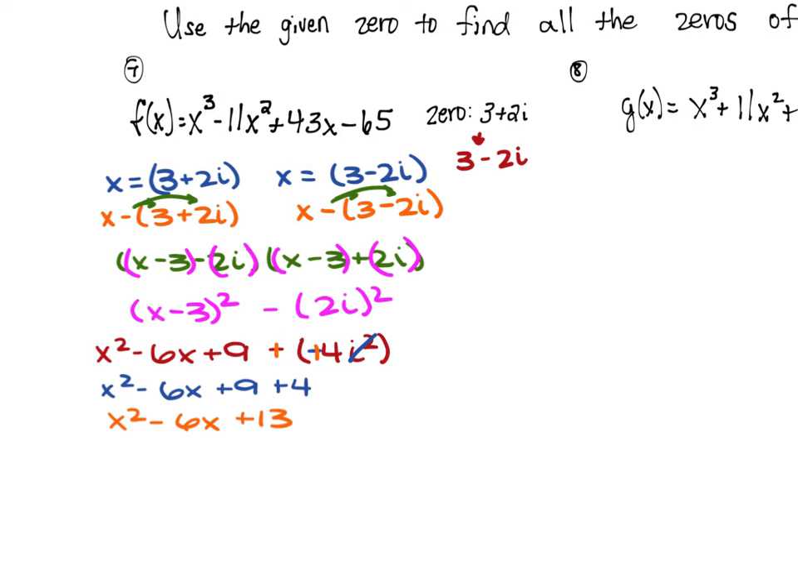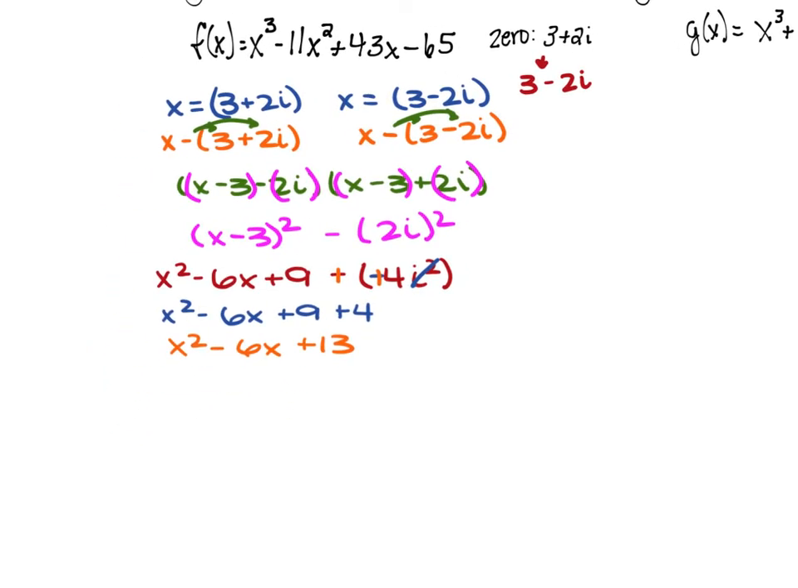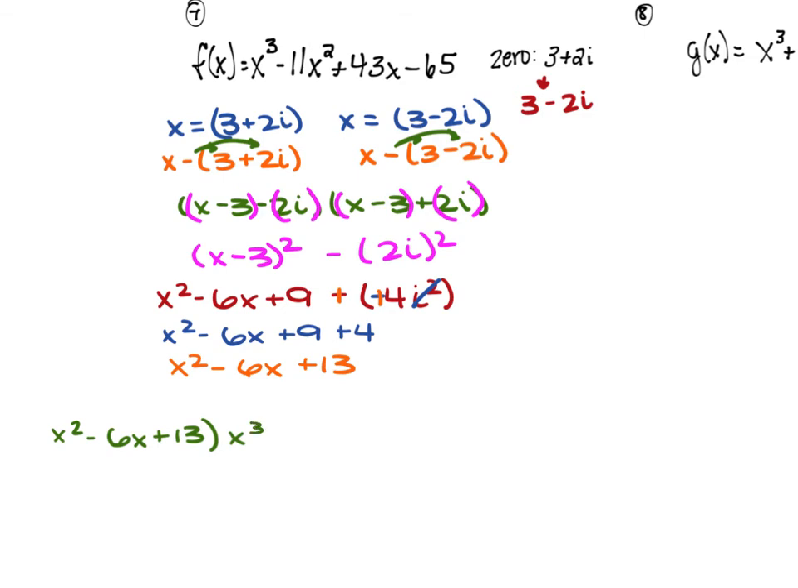You're dividing what was given to you by this trinomial that you found by using the complex conjugate of that 0 that was given to us. So we're going to take this x squared minus 6x plus 13, and we're going to use long division with that and what was given to us, which is the x to the third power minus 11x squared plus 43x minus 65. All of your powers from highest to lowest are represented. You have a 3, you have a 2, you have a 1, you have a 0, so you're good to go.